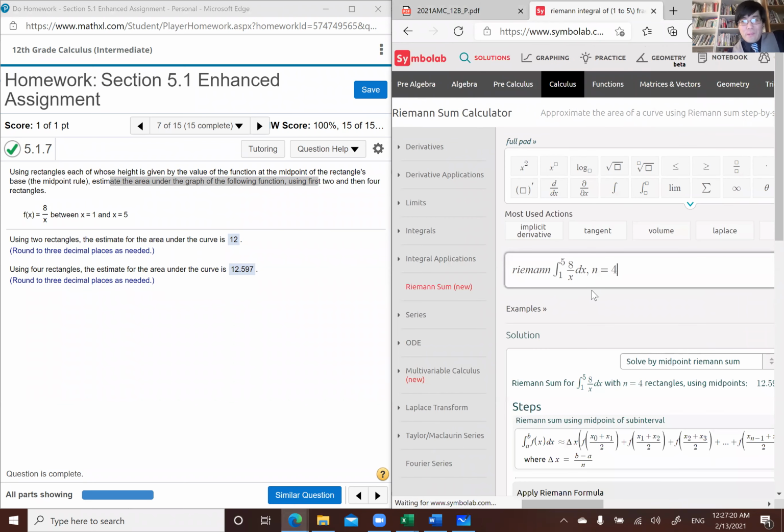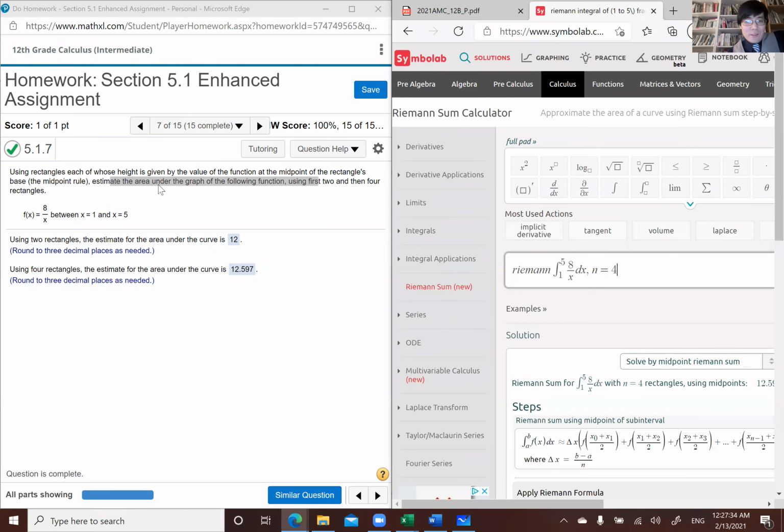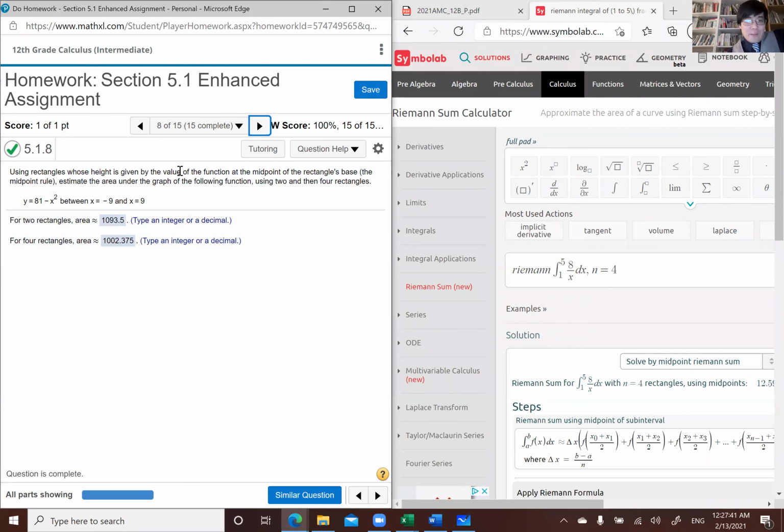Okay. So it's going to be 12.597 after rounding to 3 decimal places. Okay, for 2 rectangles, just change this one to 2 to get the answer. But for 2 rectangles, maybe you can do it by hand. Again, this is the same question. You just use the midpoint rule with a different formula. Just find the area by hand or by calculator.